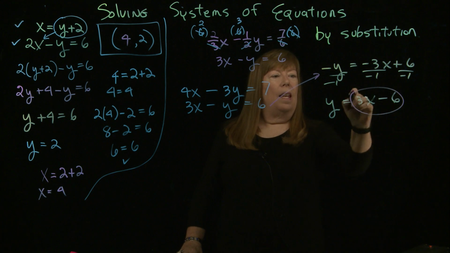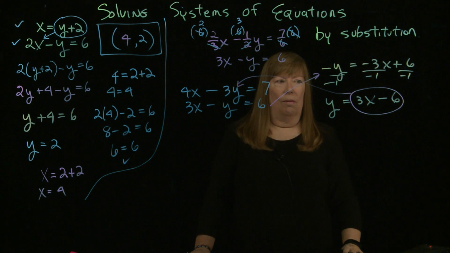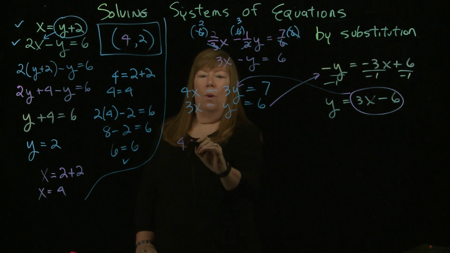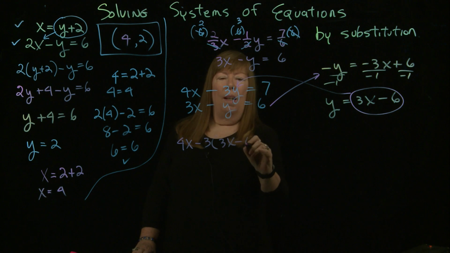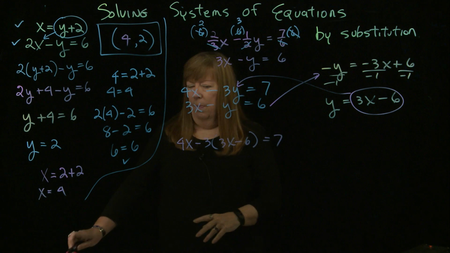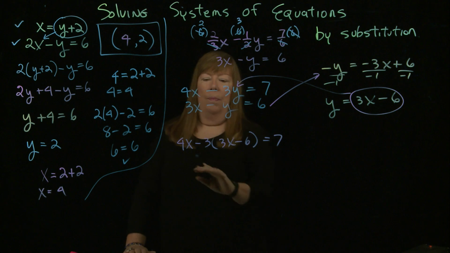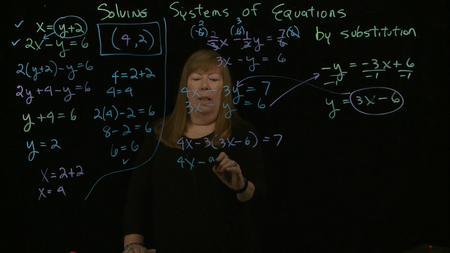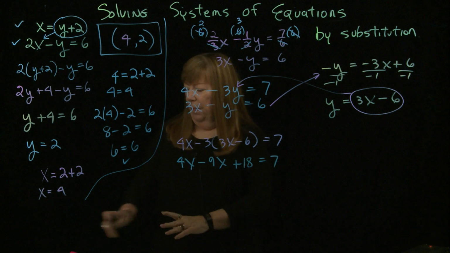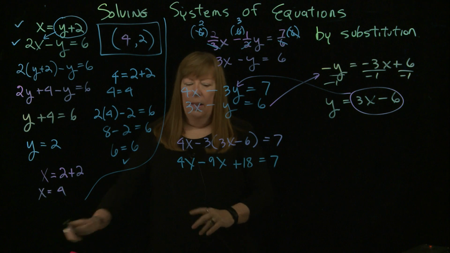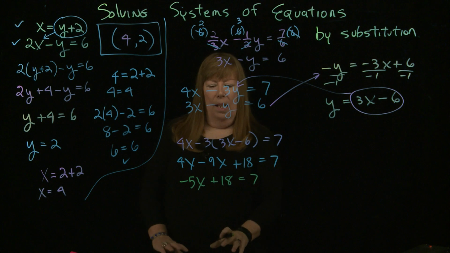Okay, now that we have an isolated variable, and remember, it was this equation, right? We can take this and plug it in for y into the other equation. Okay, then we'll have 4x minus 3 times y's new name, 3x minus 6, equals 7. Notice we have only one variable now, x, so we should be able to solve for x. 4x minus 9x plus 18 equals 7. And collect like terms. 4x minus 9x is negative 5x plus 18 equals 7.